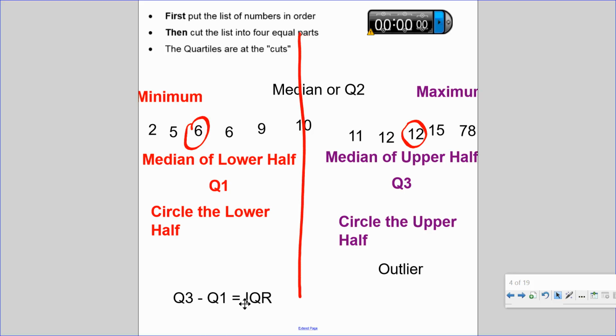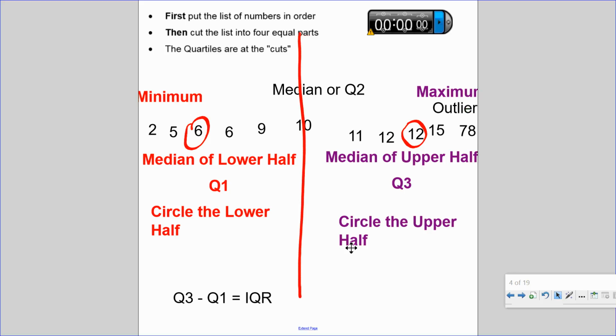So we found the median, which is quartile 2. Then we found the median of the lower half, quartile 1. We found the median of the upper half, which is quartile 3. Last but not least, outlier. An outlier is a number that lies outside the normal. Is there a number that's sticking out? It's not of the pattern. It must be 78, because the numbers are all between 2 and 15. 78 is way out there.